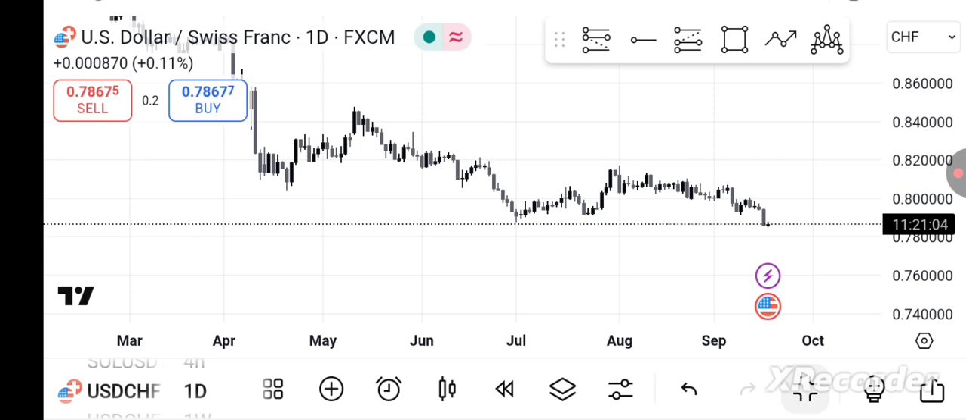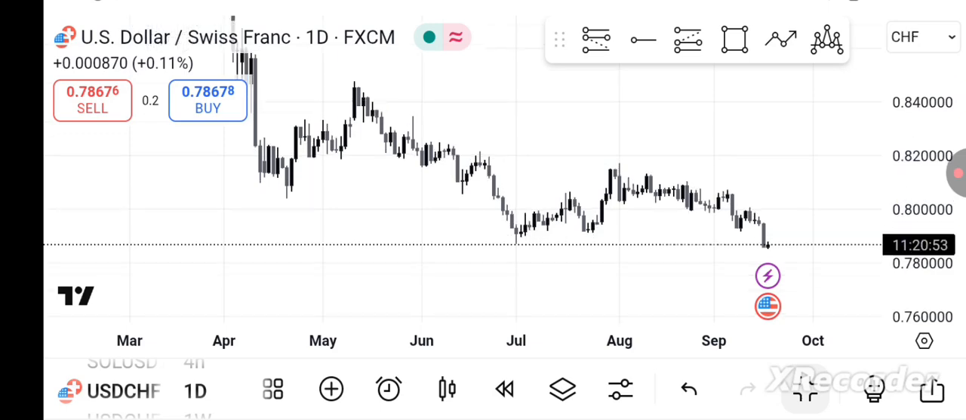Okay, a resistance level, which is also called a supply zone, is basically a zone where sellers are setting in to sell. That's the basic logic meaning.